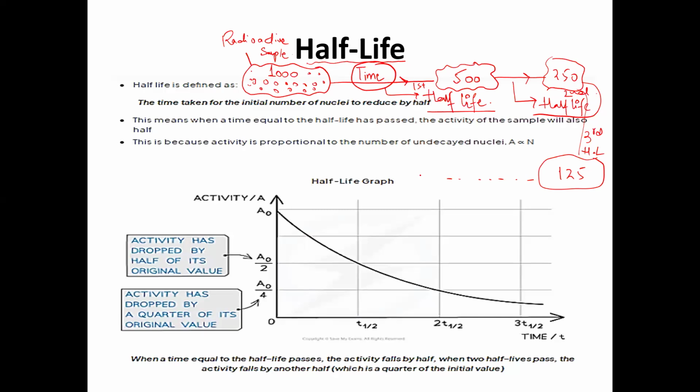So the time taken by the number of nuclei in a given radioactive sample to reduce to its half value is called half-life. That time is called half-life. So how are we going to define this half-life?